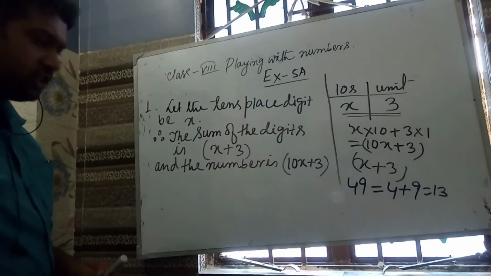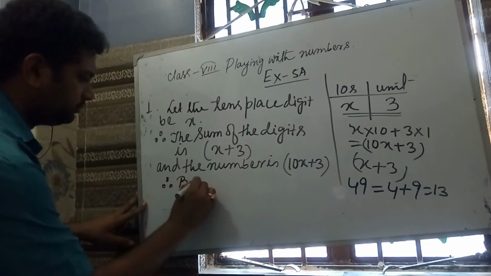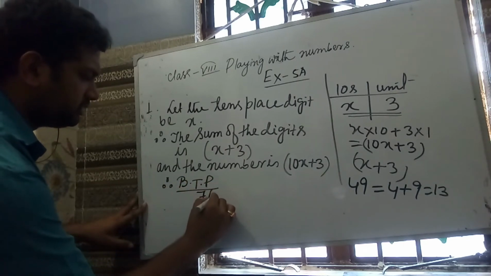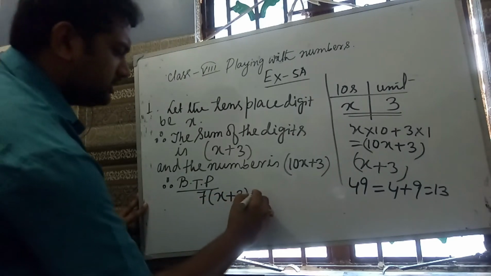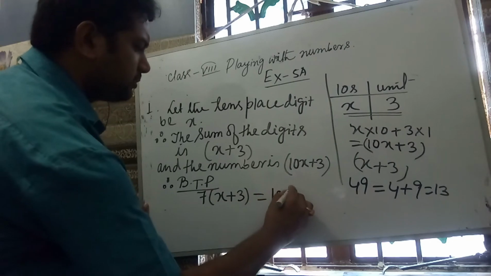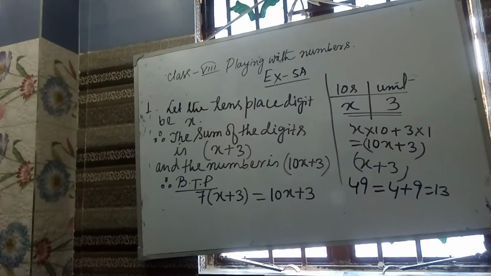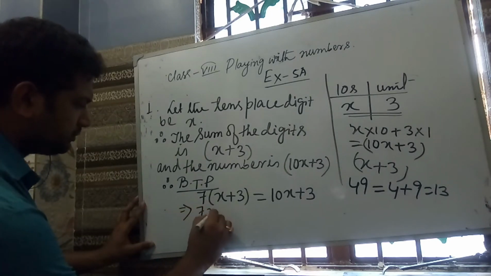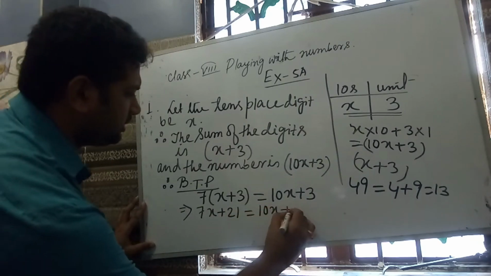So we got an equation. Write down: therefore, by the problem, 7 times the sum of the digits, that is 7 into x plus 3, is the number itself, that is 10x plus 3. Okay. Multiply, that implies 7x plus 21 equals 10x plus 3.